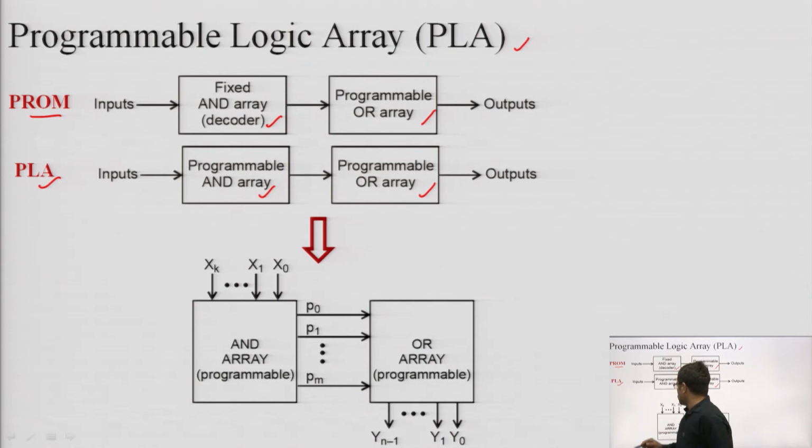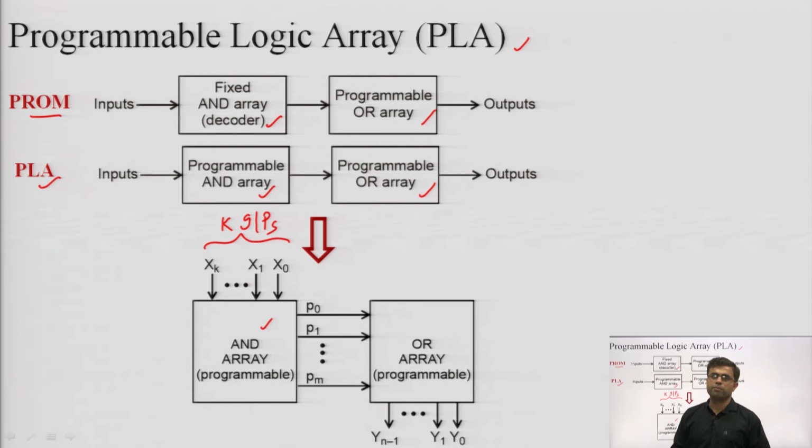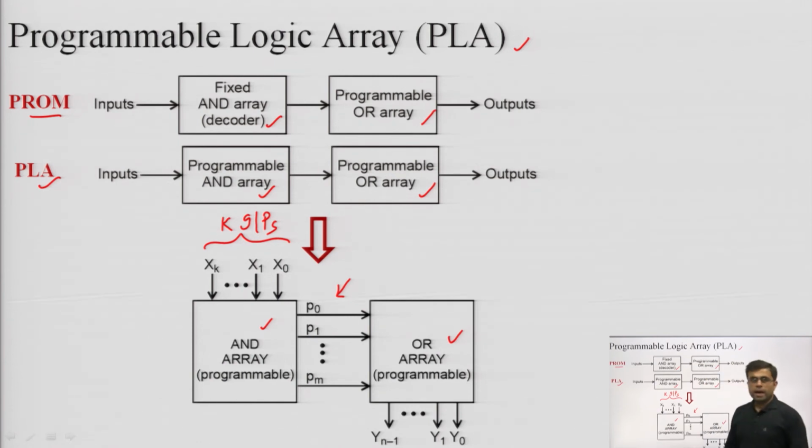Okay, so there will be the same k inputs. Those k inputs will be entering the AND array. Now the AND array will have multiple AND gates as per my requirement. It will generate the products, and those products will be summed by using the OR array. The best thing is that both the AND and OR arrays are programmable now. So this is really going to help me in designing circuits.